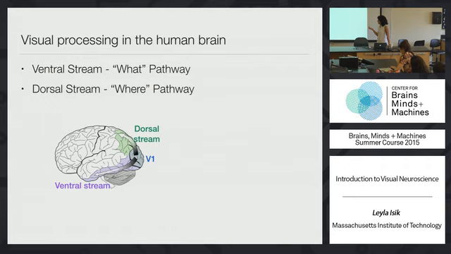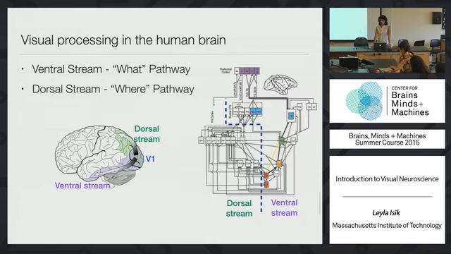And then there is what's known as the ventral stream, which is often called the what pathway, or where people roughly believe object recognition occurs. And the dorsal stream, which is often known as the where pathway, which is thought to be more implicated in spatial information. However, this is an extreme oversimplification.